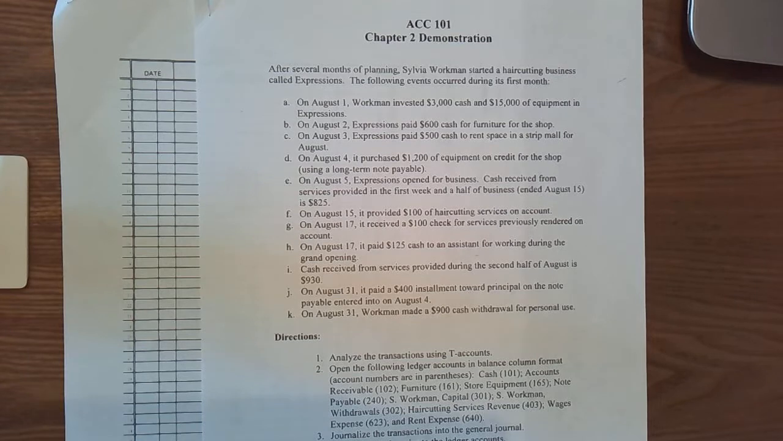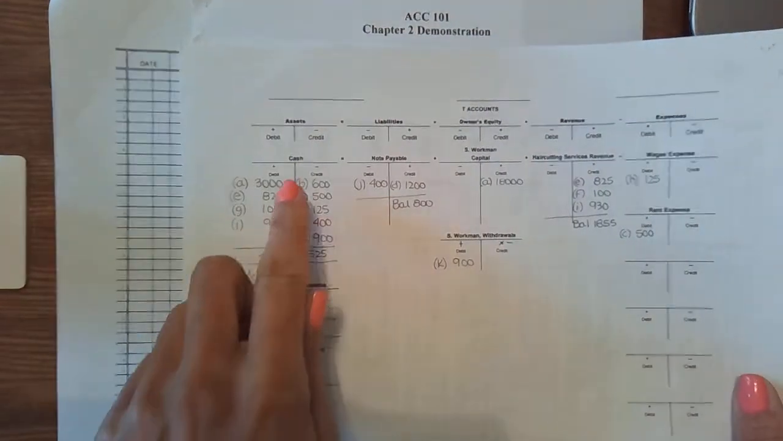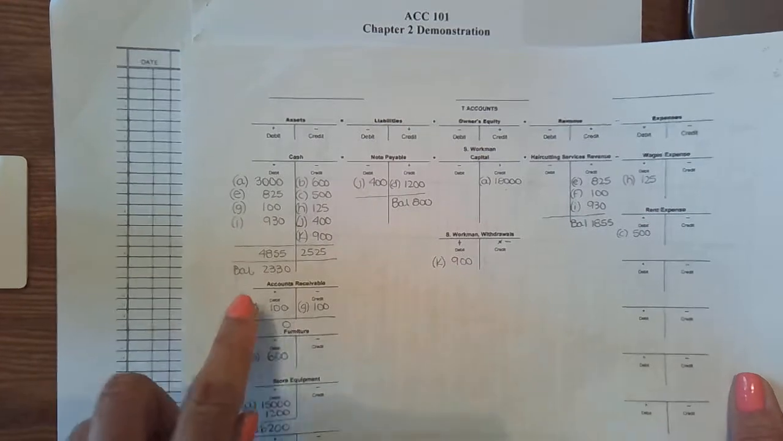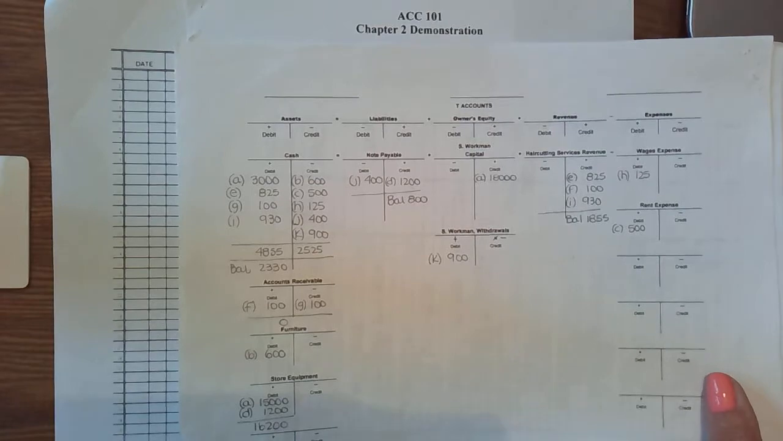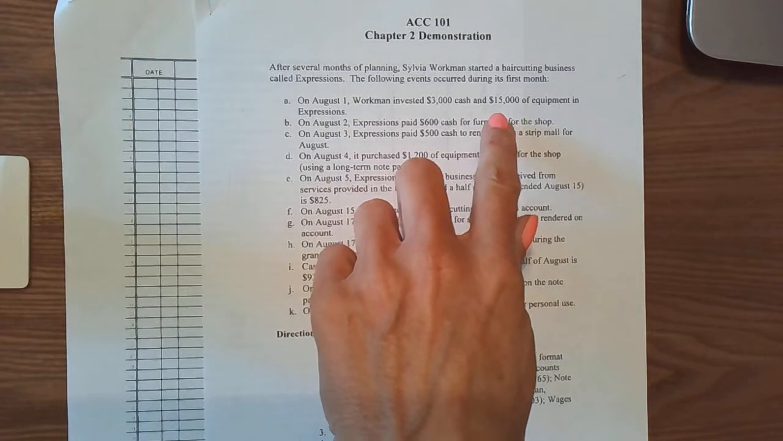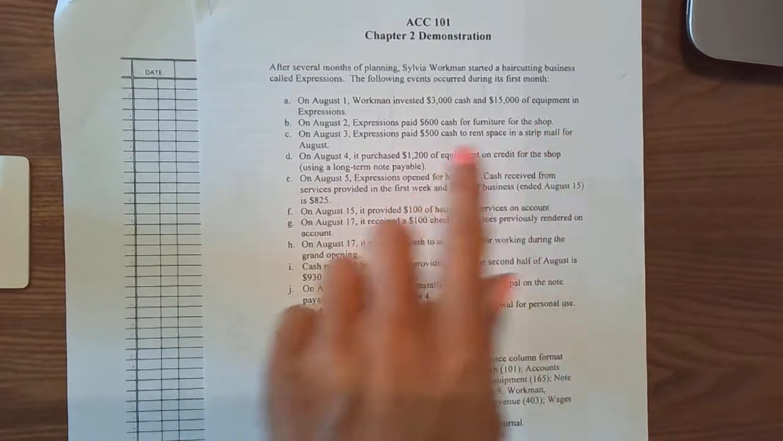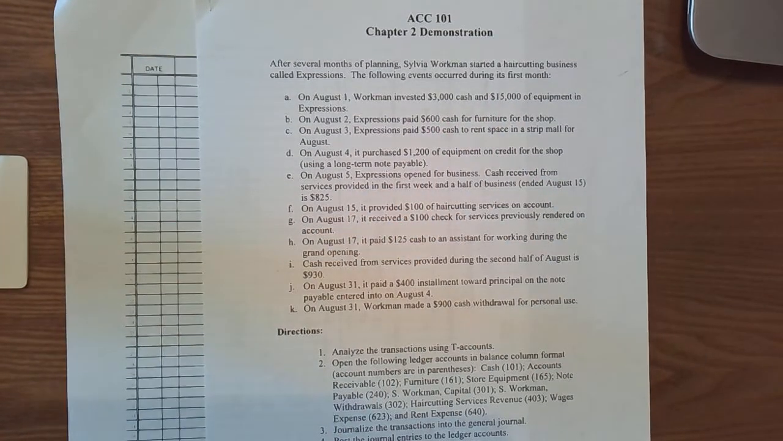Now with journal entries, we're going to use titles. We're not going to use words. So we'll use cash, accounts receivable, notes payable, and so on. We'll use the titles that we learned here. We're not going to write invested cash or invested equipment, or paid cash, things like that. We're going to use actual titles like cash, notes receivable, accounts receivable, and so on.